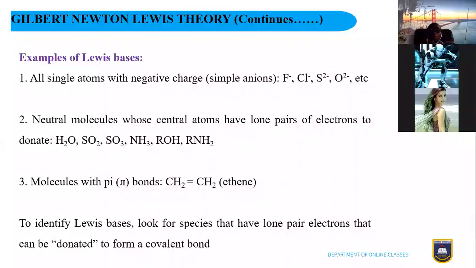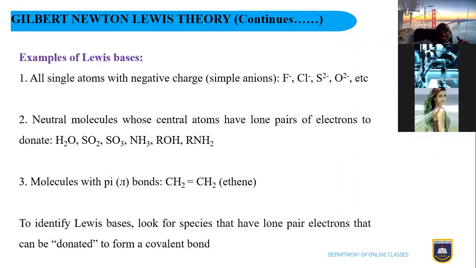Pi bonds are formed by side-by-side overlap of orbitals, normally the p orbitals. The p orbital has a dumbbell shape. It looks like the figure 8. So they come side by side, then they form what we call the pi bonds. Those bonds are weaker. If you have a triple bond, like in nitrogen gas, 2 atoms of nitrogen are connected by a triple bond. One of them is a sigma bond, 2 of them are pi bonds.